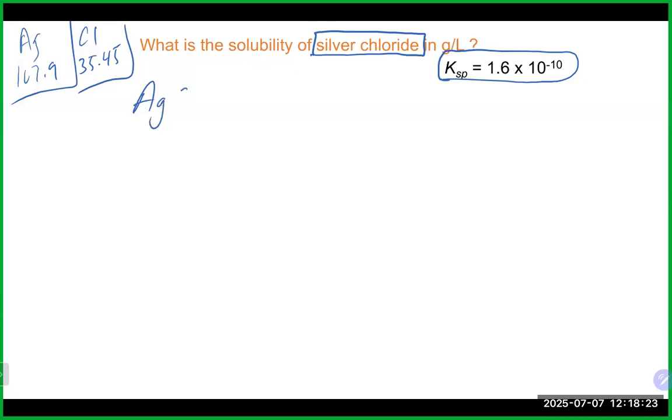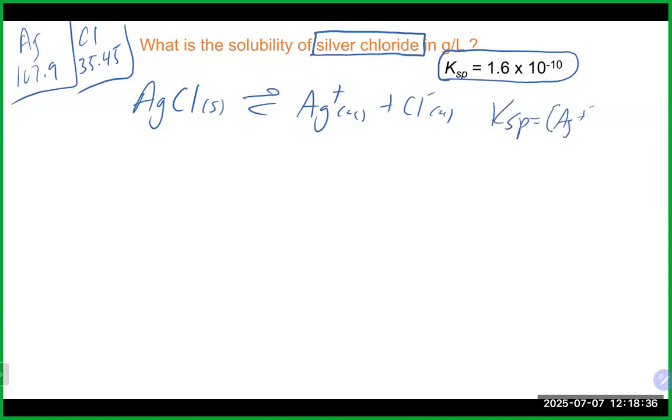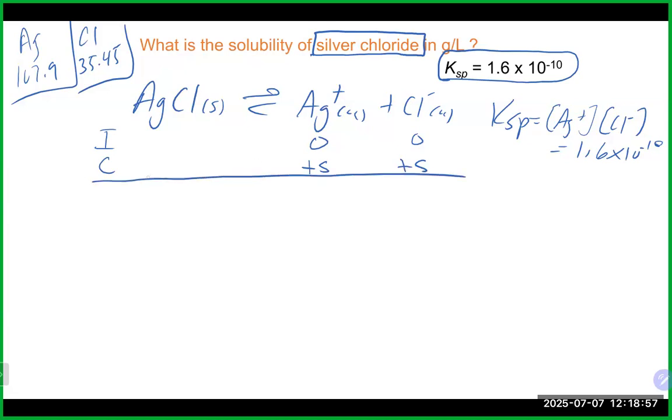So we'll take our silver chloride. It will break apart in this case into a silver ion and a chloride ion. Once again, we're going to write the Ksp expression: silver times chloride, and that will equal 1.6 times 10 to the minus 10 in this case. Here we do need to do an ICE table. So we will start with 0 and 0. Our change is going to be plus S and plus S. That means at equilibrium, we will have S and S.